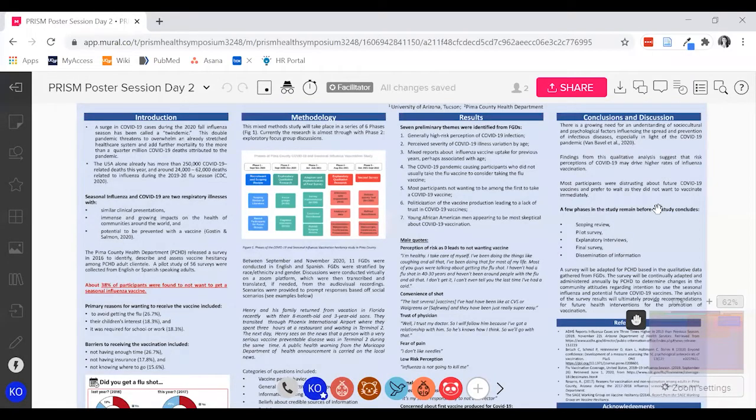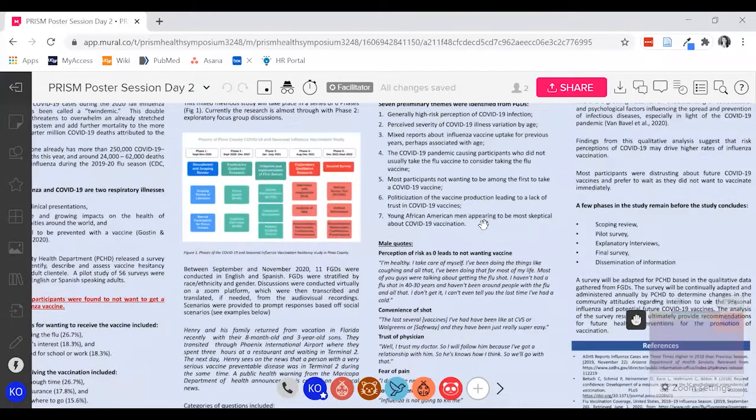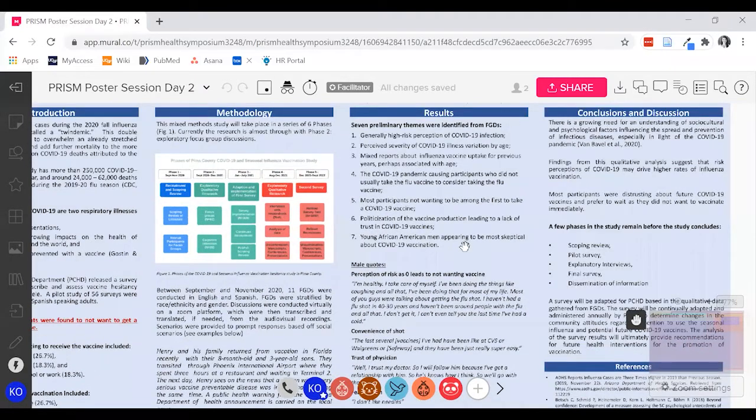Okay, and the findings from this qualitative analysis suggest that risk perceptions of COVID-19 are generally high and may drive higher rates of influenza vaccination, and that most participants were distrusting about future COVID-19 vaccines and prefer to wait as they did not want to vaccinate immediately.